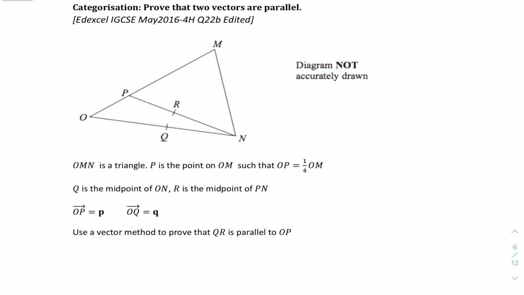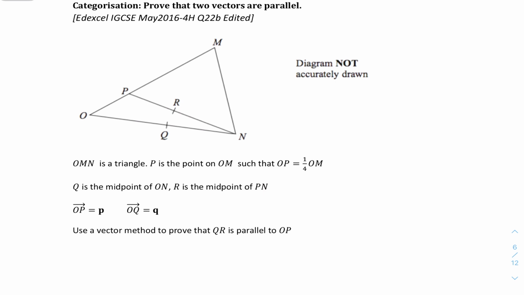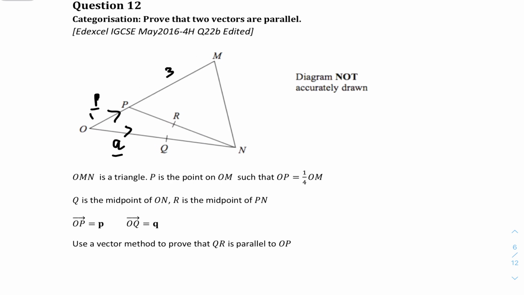And question 12, OP equals P and OQ equals Q. Use a vector method to prove that QR is parallel to OP. So we can just label it first. So this is P, and this is Q, like so. And OP equals 1 over 4 OM. So this is 1, and this is 3, like so, right? So now we can find what PN is. PN right here is equal to minus P plus Q plus Q, so minus P plus 2Q.